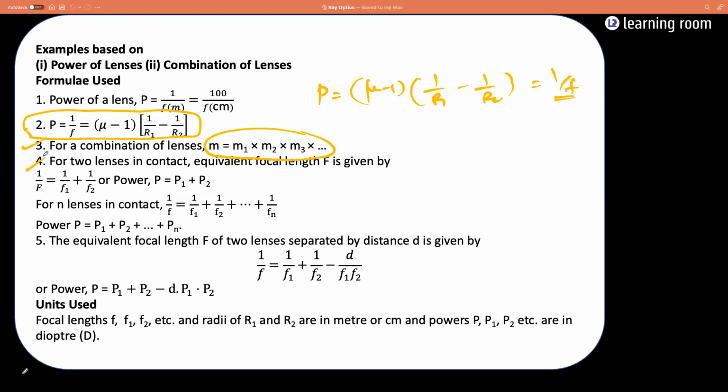Similarly, what will happen to the focal length? The focal length of the combination will be 1 by f1 plus 1 by f2, or if you write it in terms of power, P will be equal to P1 plus P2. Okay, whether the lenses are separated by a distance is not a part of your syllabus. So let's not worry about it.